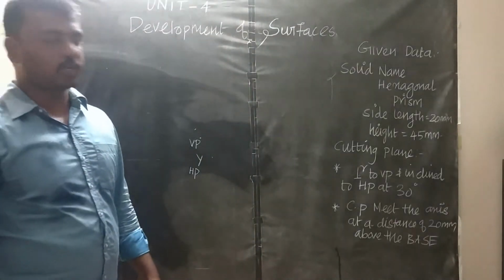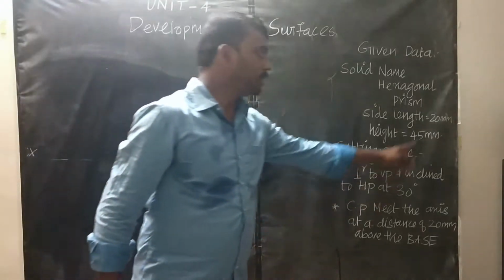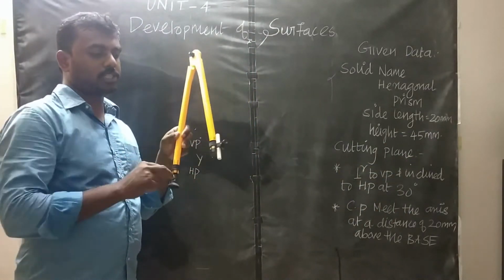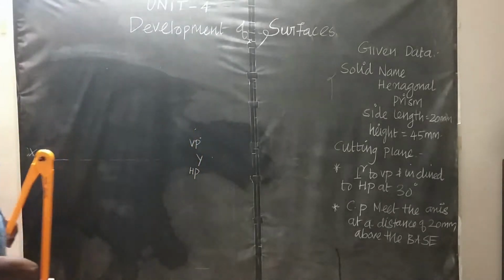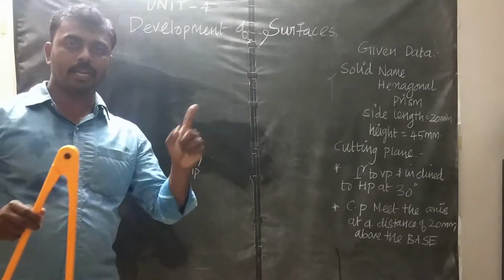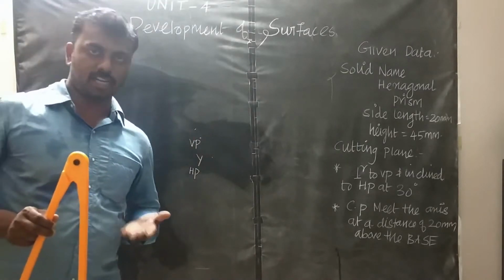Okay, side length is 20 mm, so 20 mm is taken as the radius. Just take a compass and measure 20 mm. Then randomly take one point on HP. The reason is that one end of the solid rests on HP.